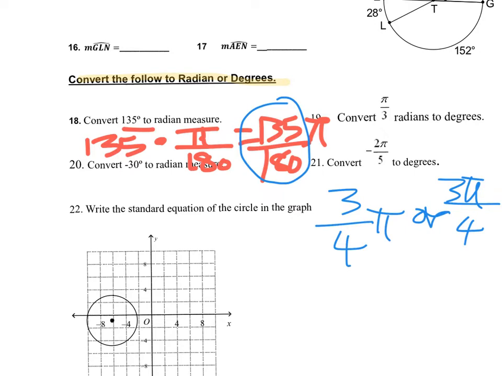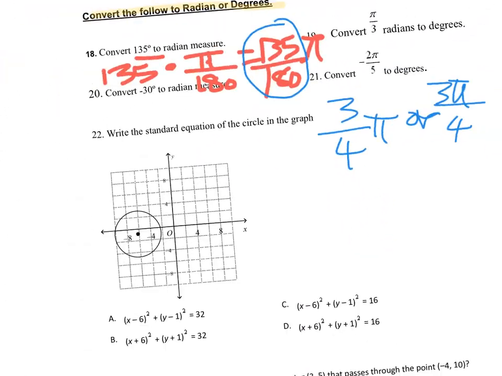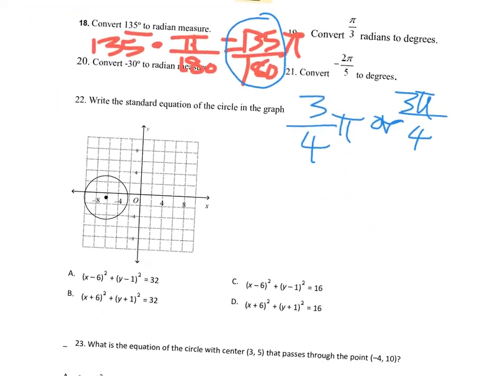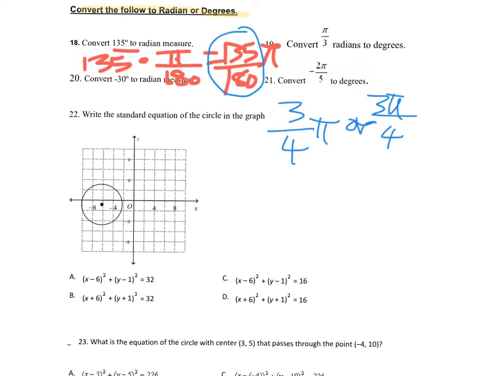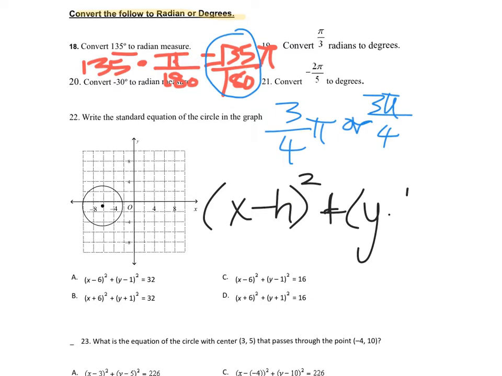Now, when you get to your equation, just remember the parts of the equation. Most of y'all did real well on this on the homeworks that were submitted so far. So just know how to make sure you put it in the form of (x minus h) squared plus (y minus k) squared equals radius squared. So just make sure you're doing that.